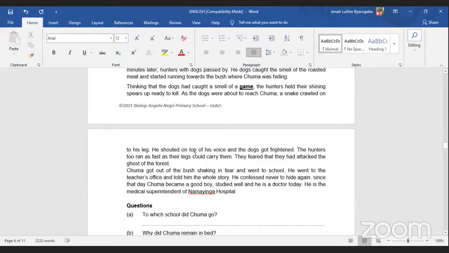Chuma got out of the bush shaking in fear and went to school. He went to the teacher's office and told him the whole story. He confessed never to hide again. Since that day, Chuma became a good boy, studied well, and he's a doctor today. He is the medical superintendent of Namayinga Hospital.